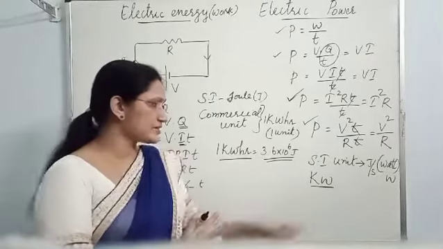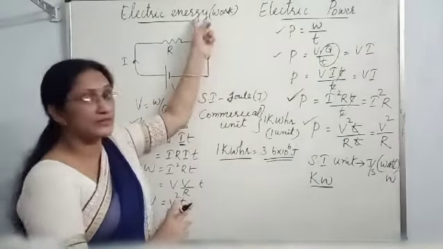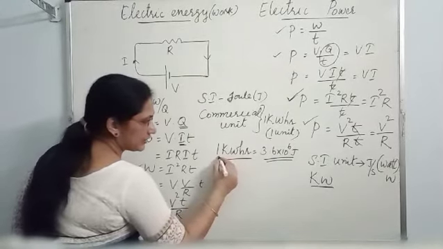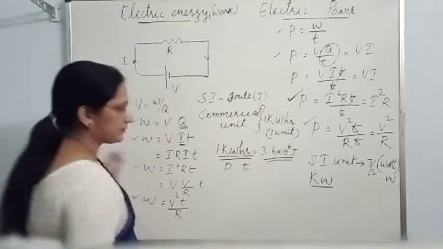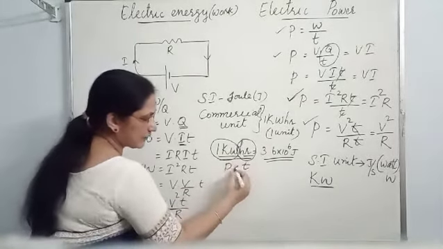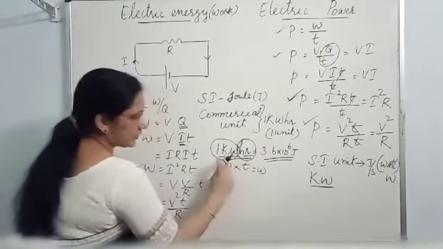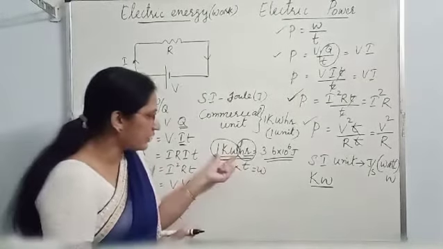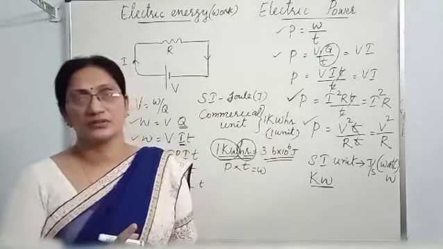Okay, understand the difference? Kilowatt is a unit of power, and kilowatt hour is a unit of electric energy. 1 kilowatt hour means 1 kilowatt power is consumed in a time of 1 hour. Kilowatt stands for power and hour stands for time. So power into time, what is power into time? That is work. So kilowatt hour is a unit of electric work or electric energy, power multiplied with the time. And kilowatt is a unit of power.